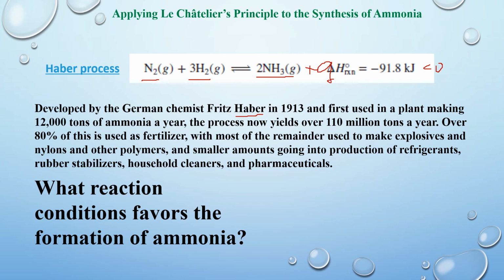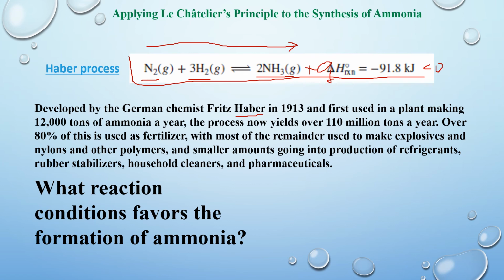Think about what we just learned in this chapter, because we want to shift this chemical reaction to the right. Based on the information provided in this chemical reaction, what will you do to enhance the formation of ammonia? Pause the video for a couple of minutes and think about it, in terms of the concentration, the volume or pressure, and the temperature.